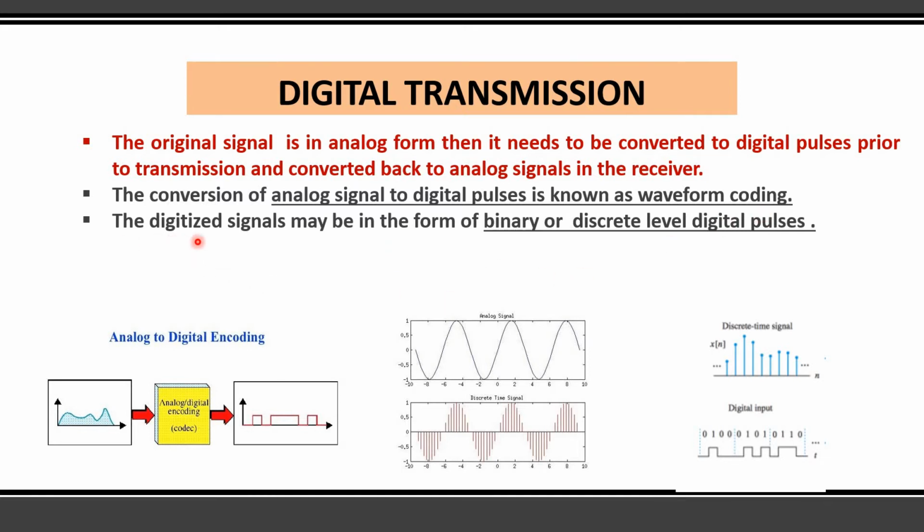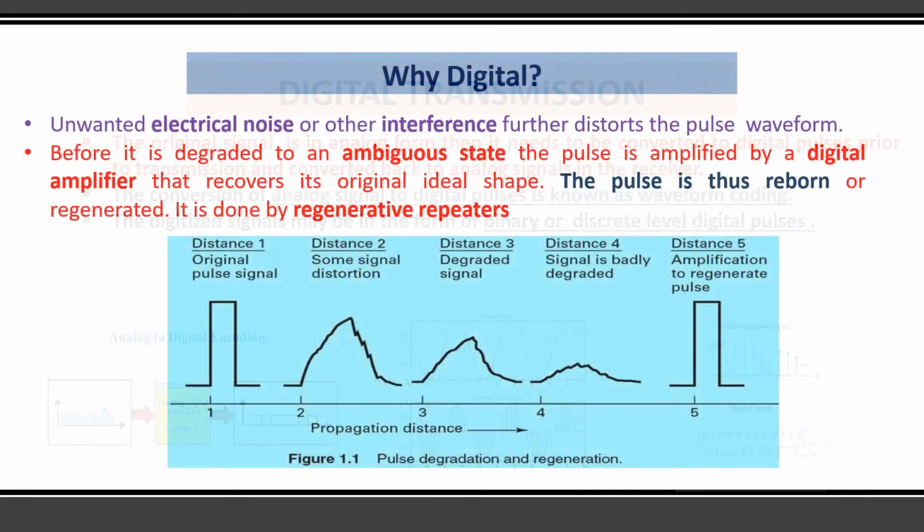So the digital signals may be in the form of binary or discrete level of digital pulses. Here you can see the message signal is available. For this message signal, the first process is converting it into a discrete time signal. After converting it into a discrete time signal, we convert it into a digital signal in terms of zeros and ones. This corresponding sine wave will be converted into a binary signal by performing sampling, quantization, and encoding.